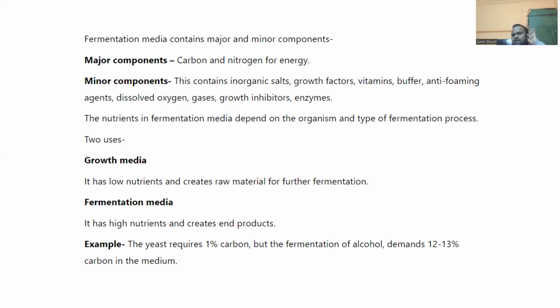For example, yeast requires 1% carbon, but fermentation of alcohol depends on 12 to 13% carbon in the medium. So here is the difference. Whenever yeast grows in the medium, not for fermentation purposes, it requires only 1% carbon. But whenever you use yeast for the fermentation process, there is a demand of 12 to 13% carbon in the medium. So here is the significance.